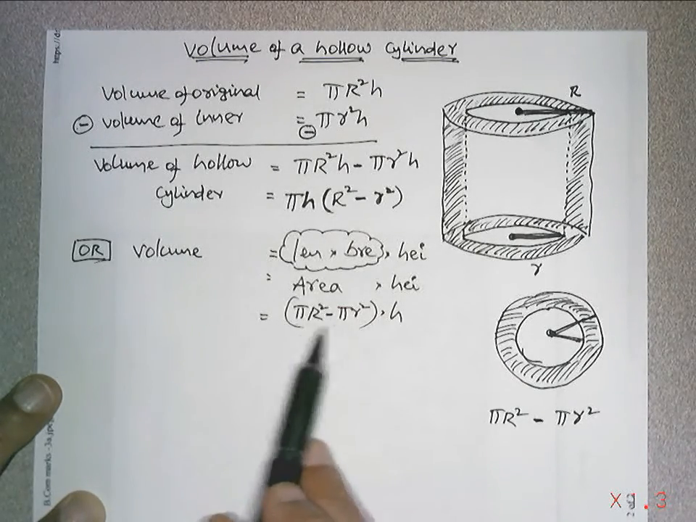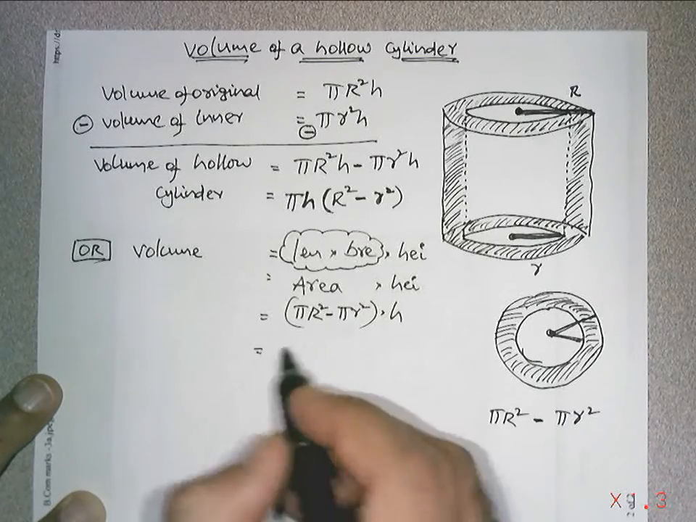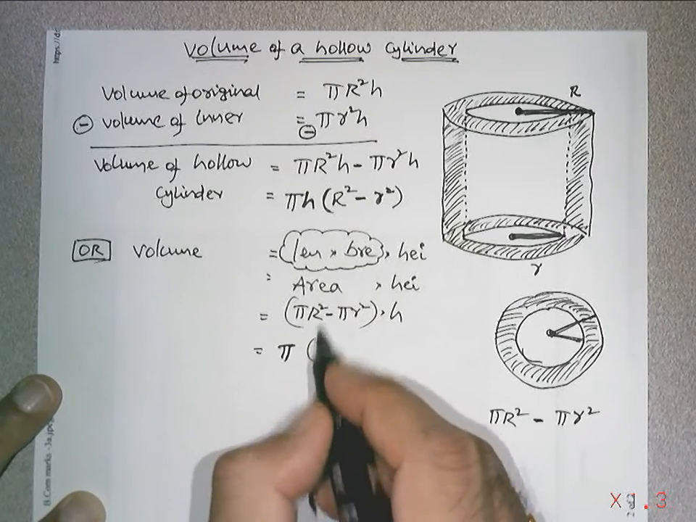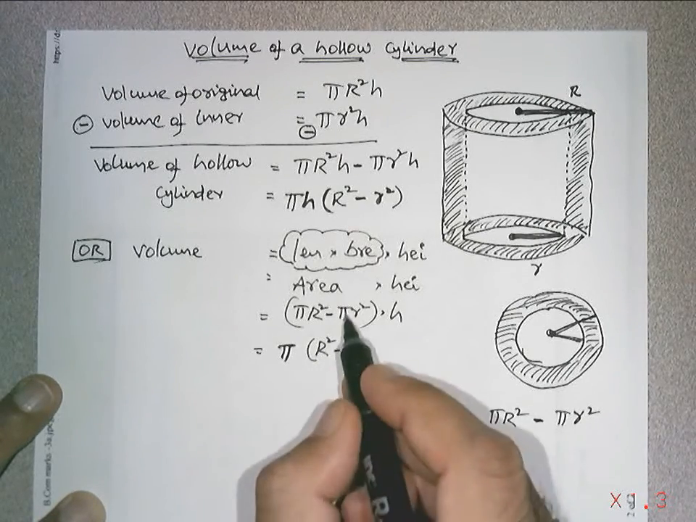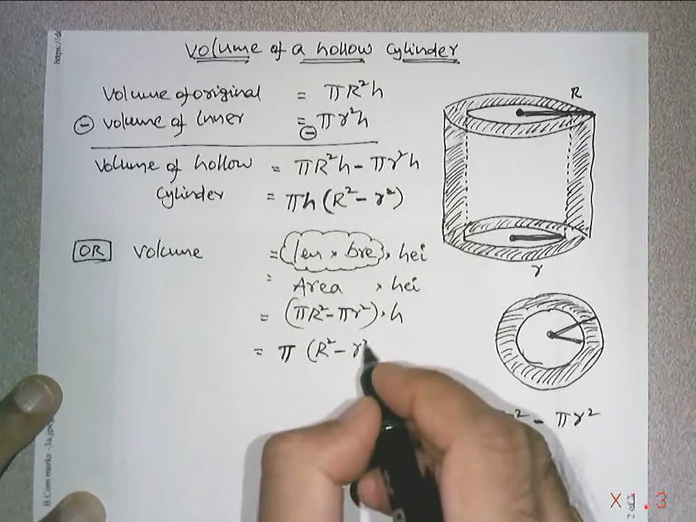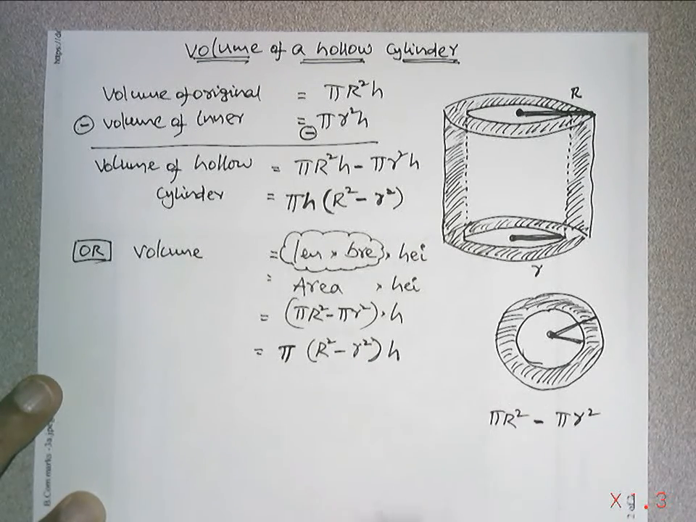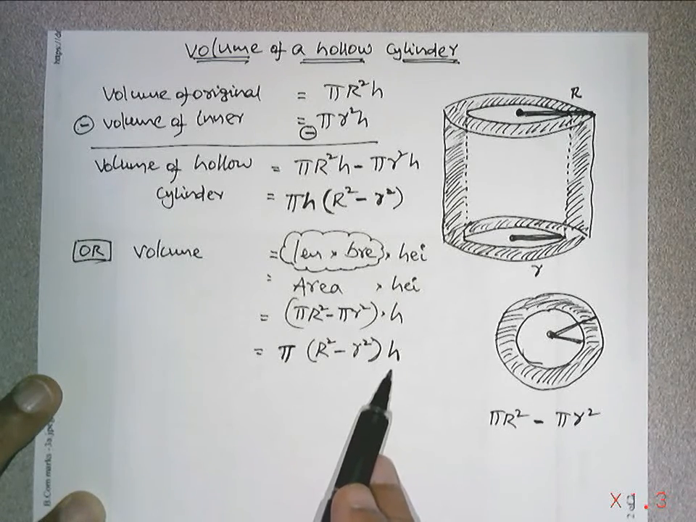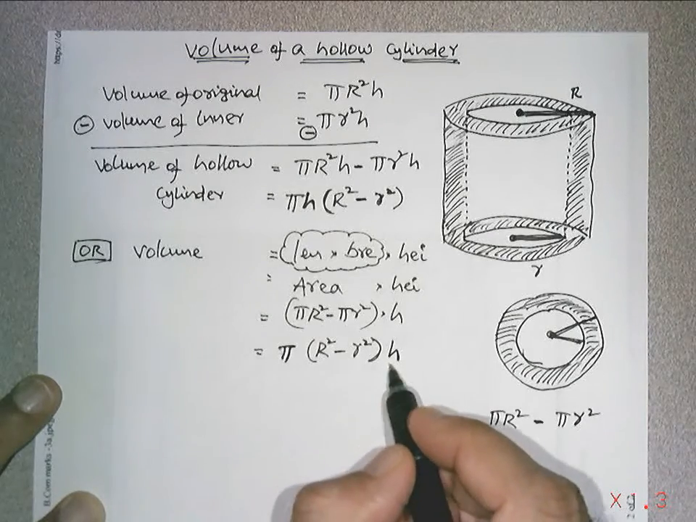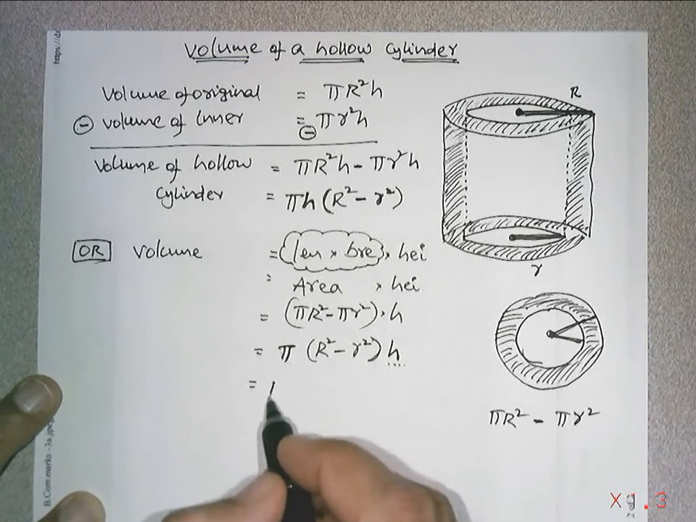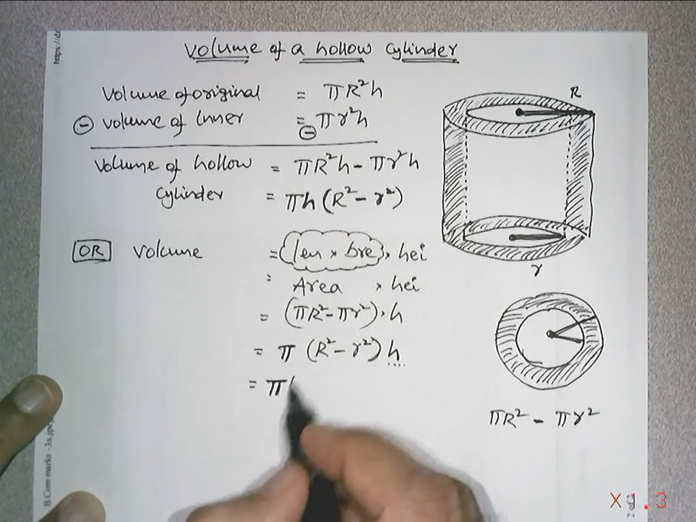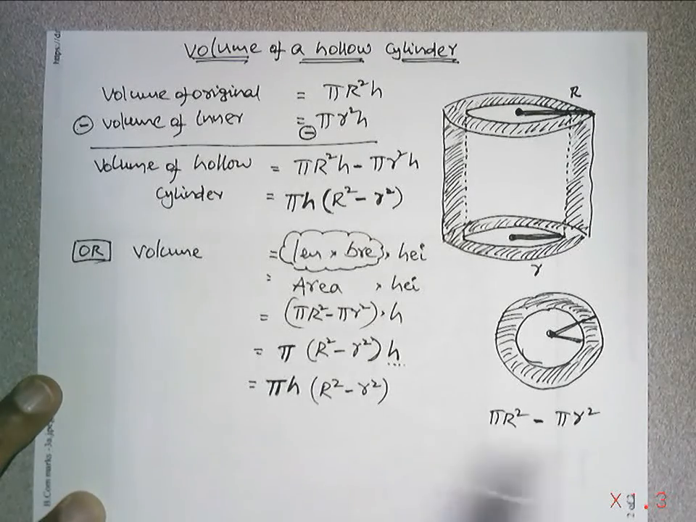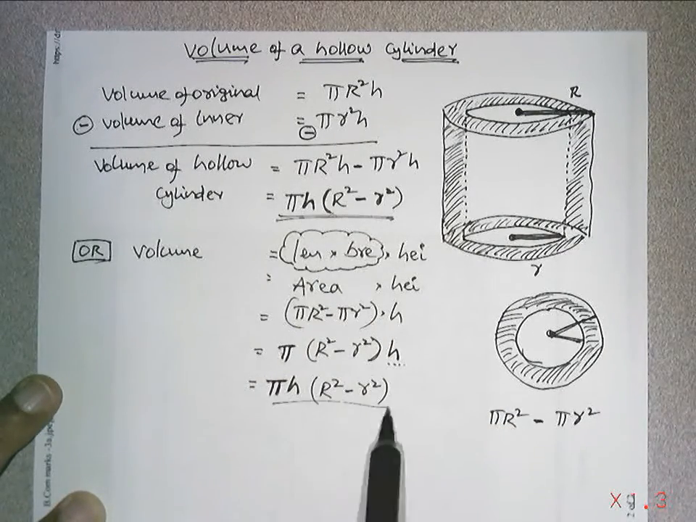Can you see something the same here again? Pi is common. If pi is pulled out, you are left with capital R square, and with small r square times h. So pi times (capital R square minus small r square) times h. This also you may take. In the previous one, this h is moved forward, so pi h times (R square minus r square). You see that this formula is the same as this one.